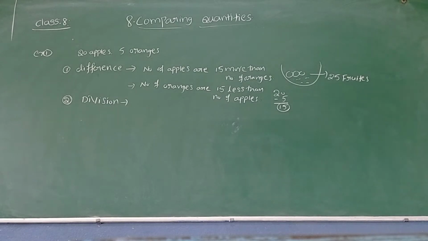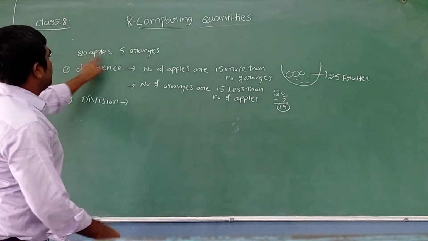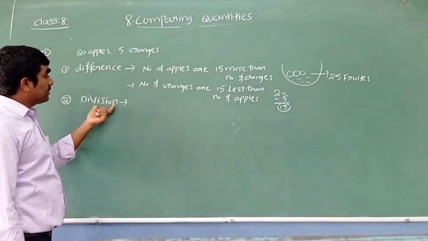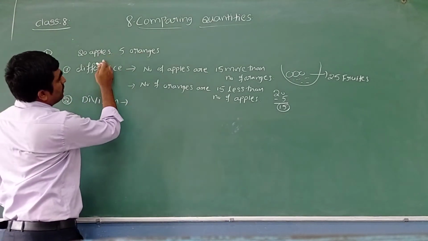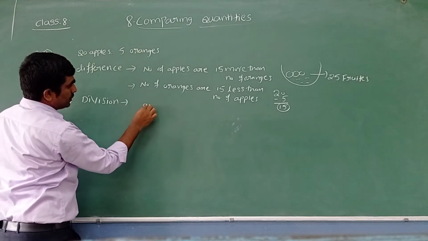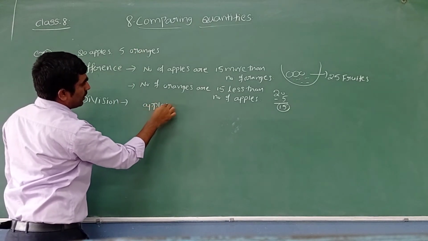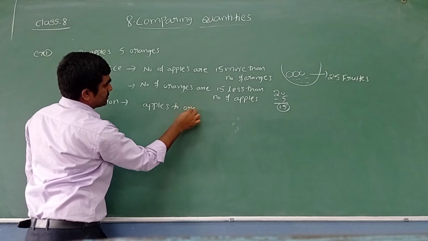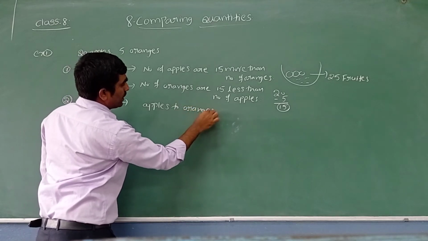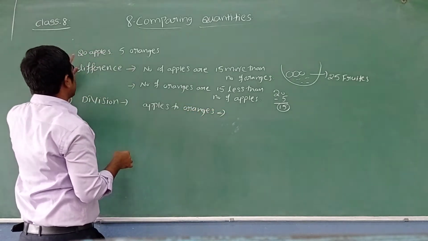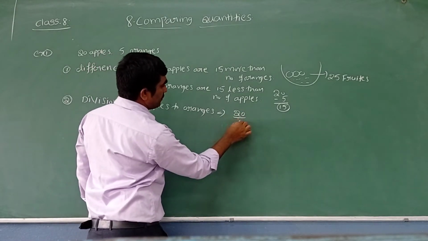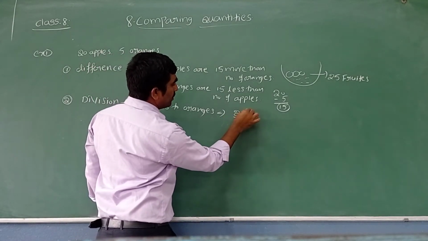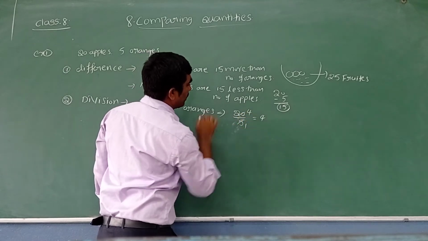Let me compare this by the division method. First, let me compare apples to oranges. How many apples are there? 20 apples. How many oranges are there? 5 oranges. 5 ones are 5, 5 fours are 20, so the result is 4.